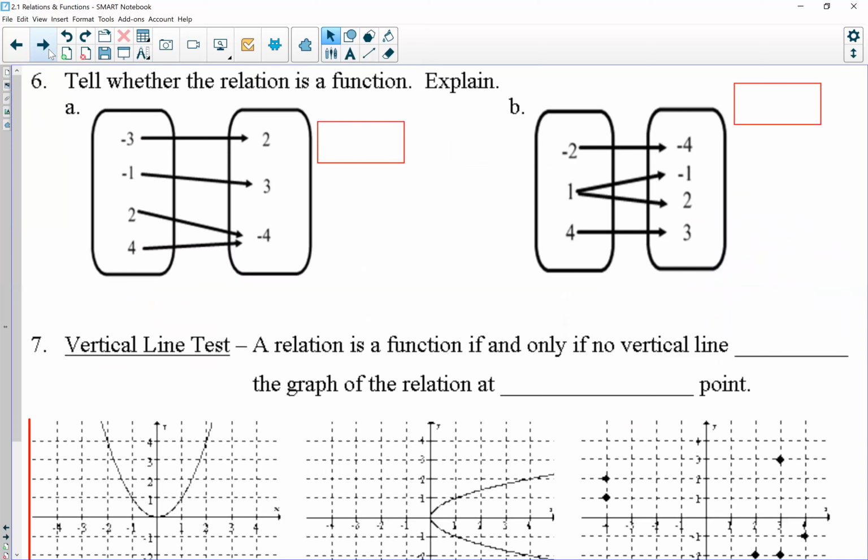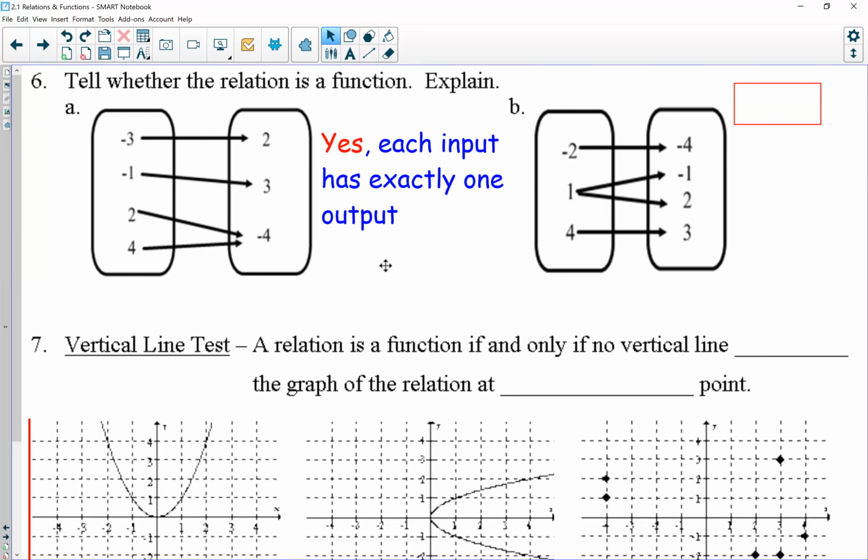So again, the same type of question, tell whether each relation shown in these mapping diagrams is a function and be able to write a short explanation as to why or why not. So the example in part A, is this a function? This is a function because each input has exactly one output, or each x value has only one y value.